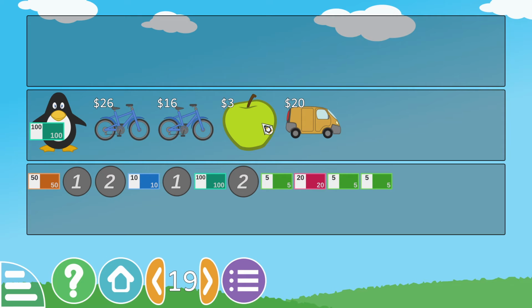And 100 with 46, 52, $62, $65 total purchase. So I need to give 35 change.